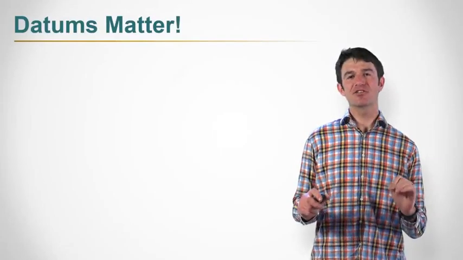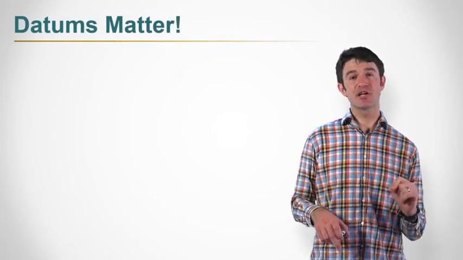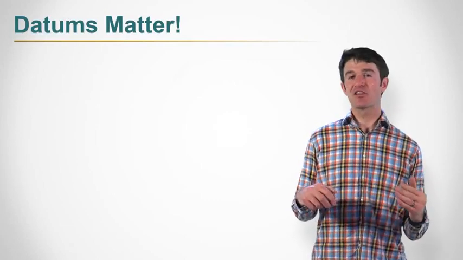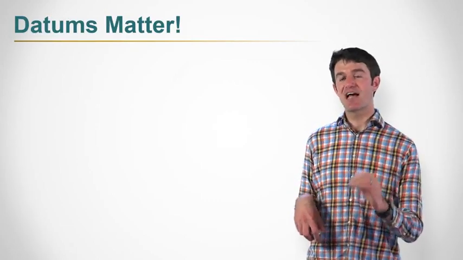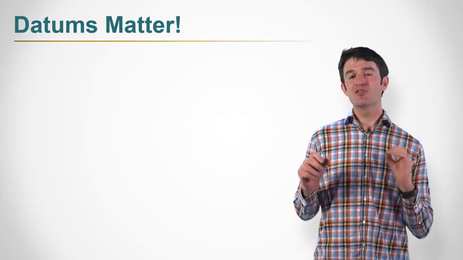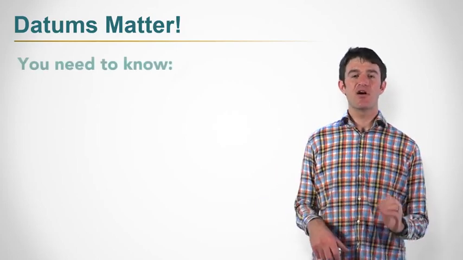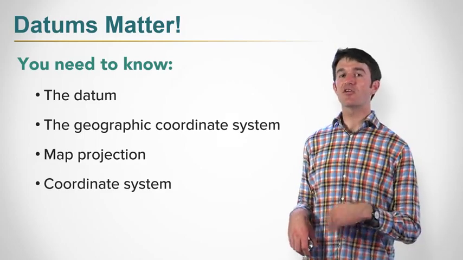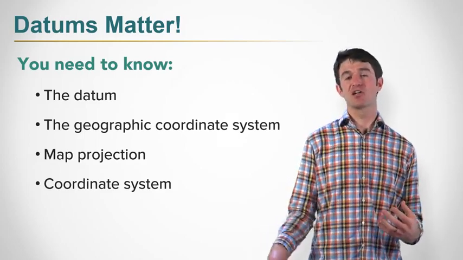In even more practical terms, getting a pair of decimal degree coordinates, say 94.81 degrees and 33.48 degrees, isn't as absolute as it seems. To put those coordinates into use, you'll need to know the datum and the geographic coordinate system built on it, just like you need to know your map projection and coordinate system for all data.